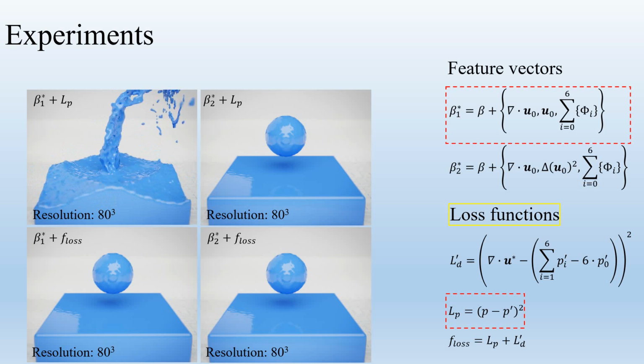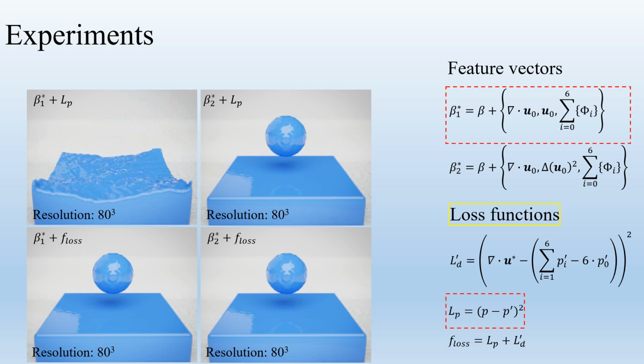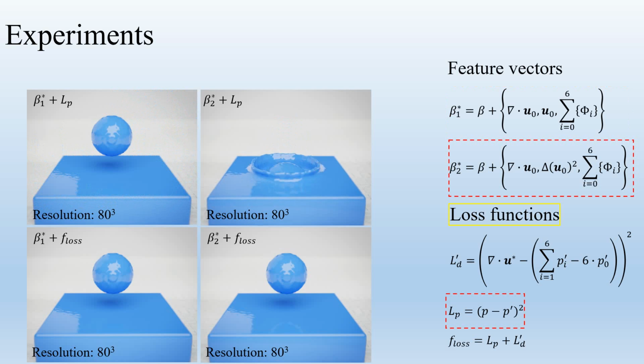To prove the effectiveness of adding a divergence item to the loss function, we train our neural network with different feature vectors.